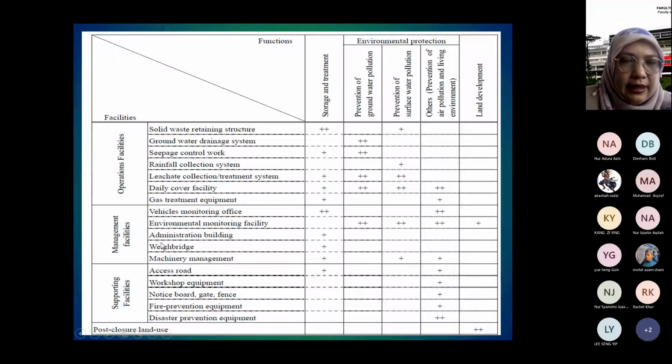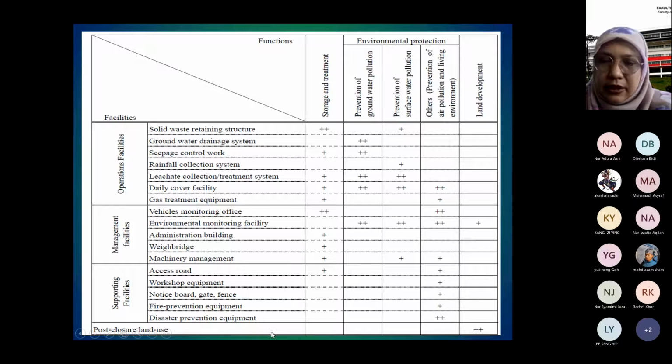environmental monitoring facility, because we know that the treated leachate will be discharged into groundwater or the river nearby. Therefore, samples should be taken to monitor the discharge, and the quality of the groundwater or the river nearby should be checked frequently, at an interval time. Then administration building, weighbridge, and machinery management. So that's management facilities and also supporting facilities such as access road, workshop equipment, notice board, gate, fence, fire prevention, and disaster prevention. These are the targets of the environmental protection of those operation facilities.